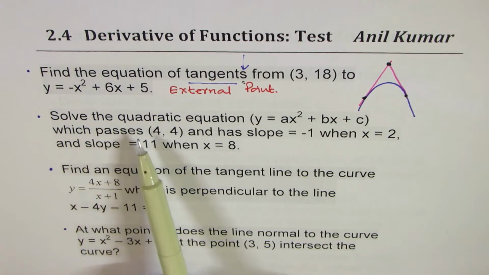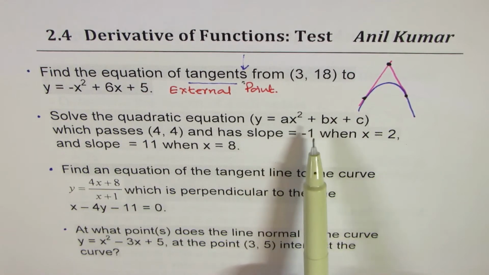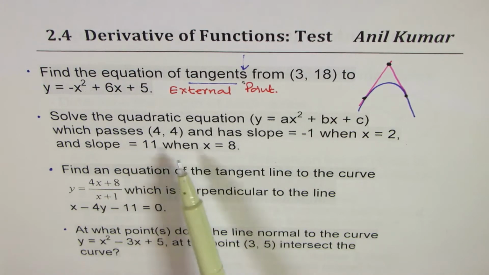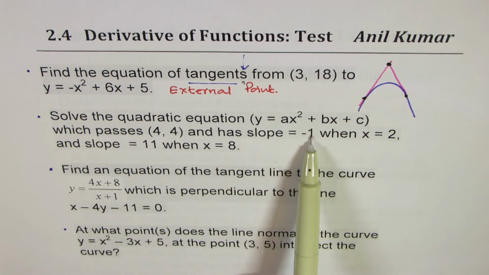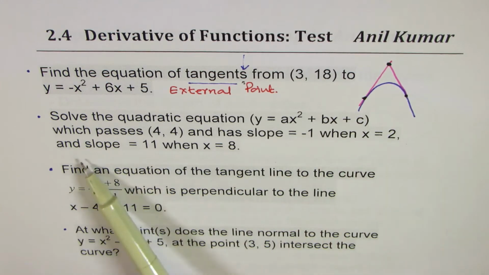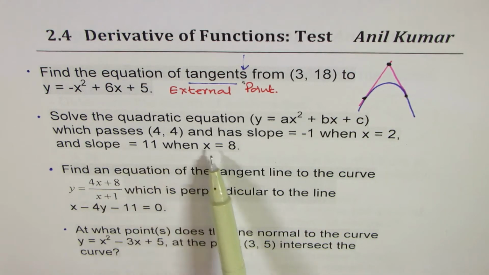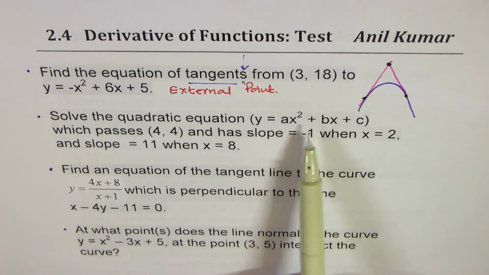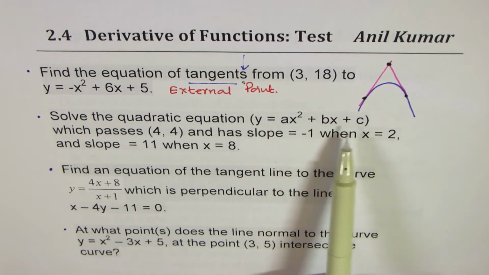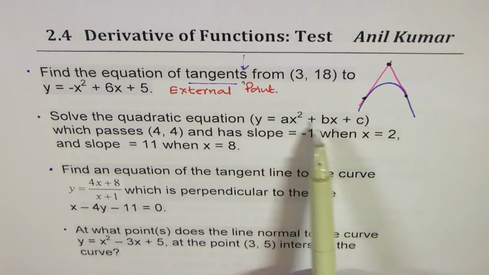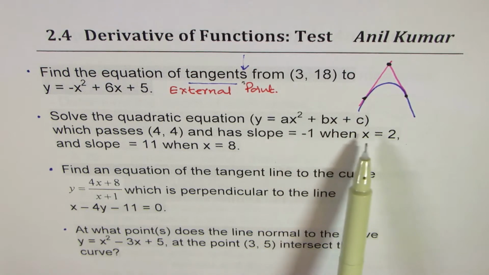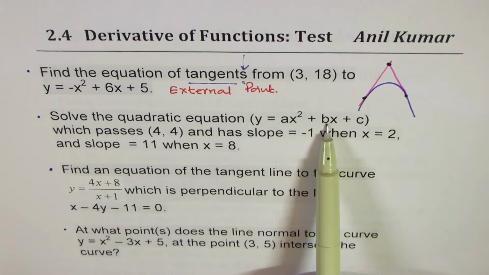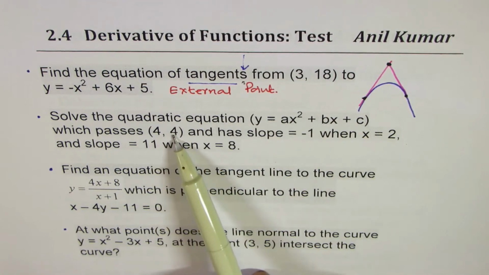Here, solve the quadratic equation y equals x squared plus bx plus c, which passes through a point (4,4) and has slope of minus 1 when x equals 2, slope of 11 when x equals 8. So we are given three different conditions, three unknowns to figure out. So that's not very difficult. Find the derivative first. Equate slope at a point. You get these two equations. Find a and b. To find c, use the point (4,4).